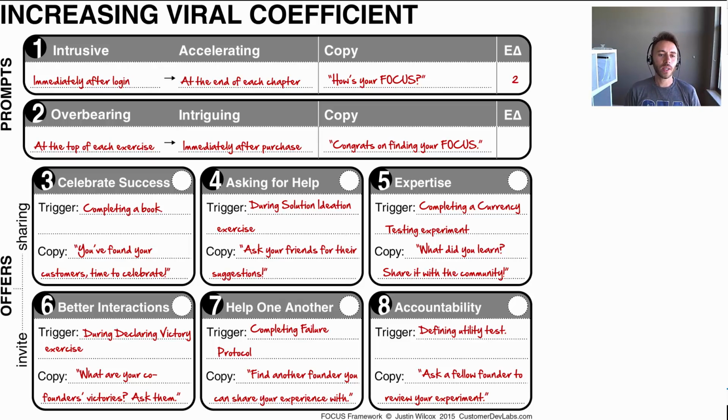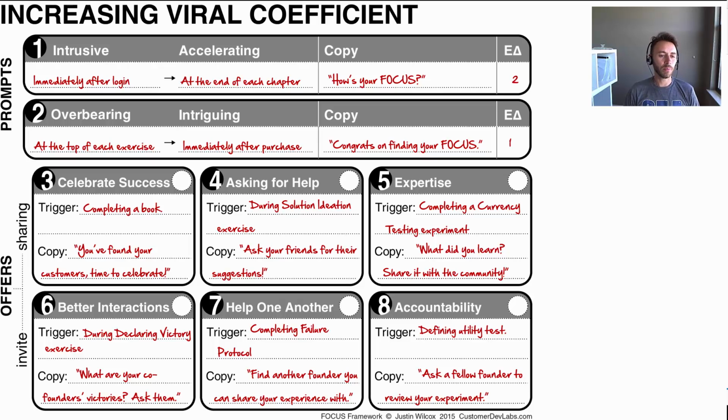Think about our intriguing prompt. Immediately after a purchase, how much emotional delta can I create if I tell them, congrats on finding your focus? In this case, I'm going to say it's a 1. They're overwhelmed. There might be some sense of pride here, since they've taken a step towards finding their focus, but there's not going to be a lot, so I'm going to count it as a 1.